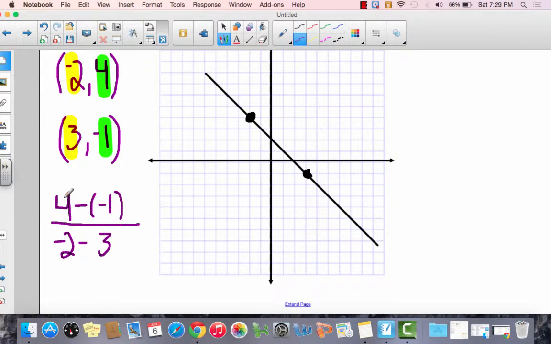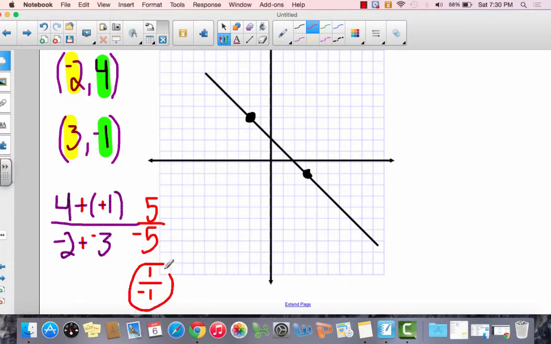So if I subtract 4 minus -1, we add the opposite. It becomes 4 plus 1. And 4 plus 1 is 5. If I subtract the denominator, -2 minus 3, add the opposite. -2 plus -3 is -5. And then I can simplify that fraction. So 5 and 5 are both divisible by 5. So this would simplify to 1 over -1.